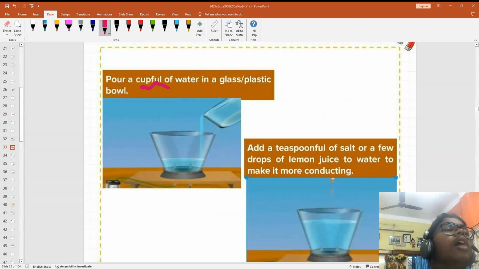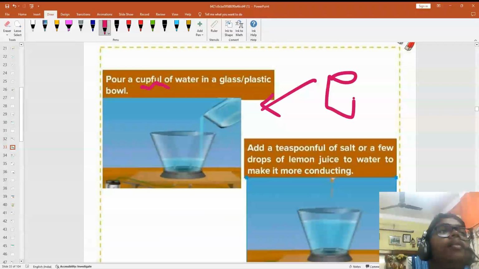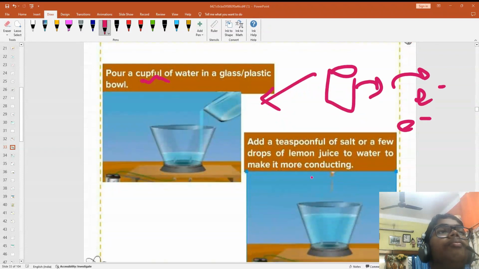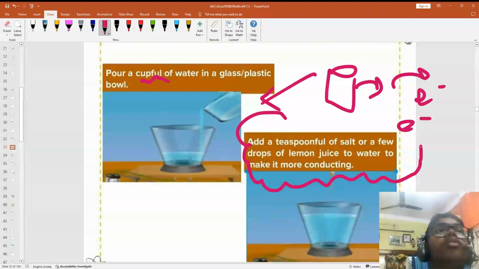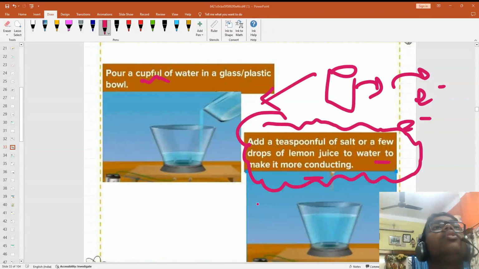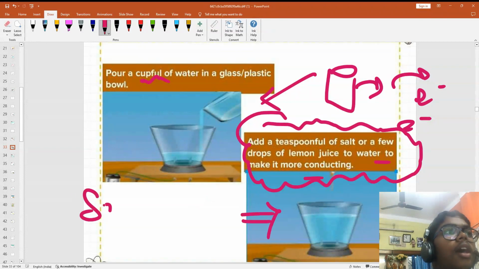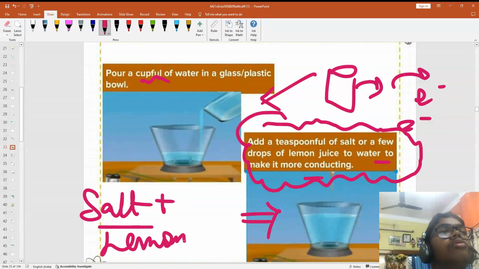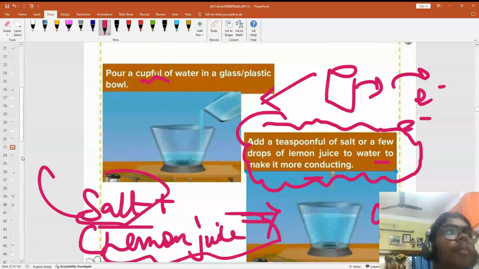Now we have put water in a plastic cup. Why plastic? Because the electrons would not go outside into the environment, because electrons can travel anywhere, right? Add a teaspoon of salt or a few drops of lemon juice to the water. We know water is conducting, but we need to make it a stronger conductor, because we have to explain this at home. Why salt? Because we know that it must be an acid, base, or salt. So lemon juice will do the work of an acid, and salt will do the work of a salt.